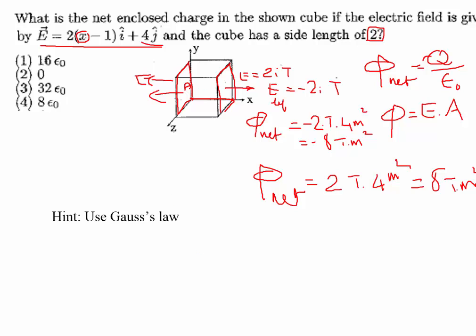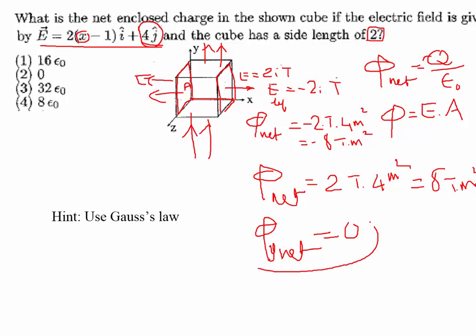Now, we finished with the x direction. What is the flux leaving in the y direction? Well, if you look at the equation, the electric field is a constant in the y direction. It doesn't depend on the value of y. That means if a field is entering here, the same field will leave there. So what does that mean? In the y direction, phi y net equals 0. The amount of flux entering is equal to the amount of flux leaving. So the net flux entering or leaving in the y direction is 0.